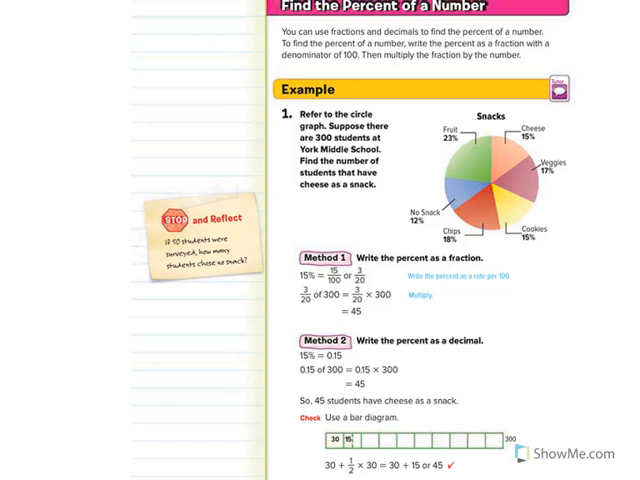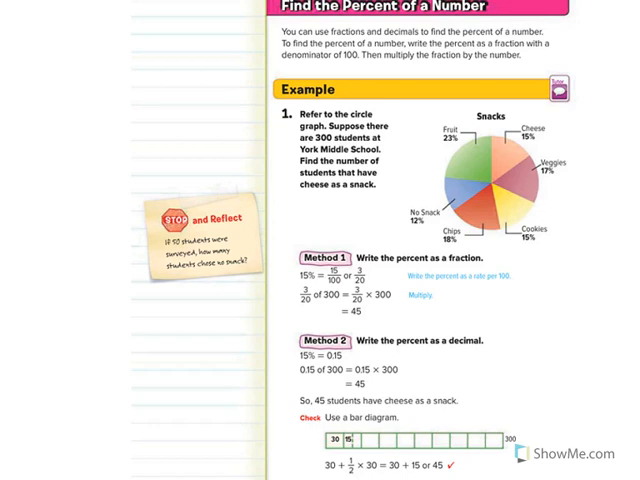Welcome to Chapter 2, Lesson 7, Finding Percent of a Number. To find a percent of a number, you can use fractions or decimals. So you can take your percent and change it to a fraction or change it to a decimal, and then multiply times the number that you're finding the percent of, because we know that the word "of" means to multiply.